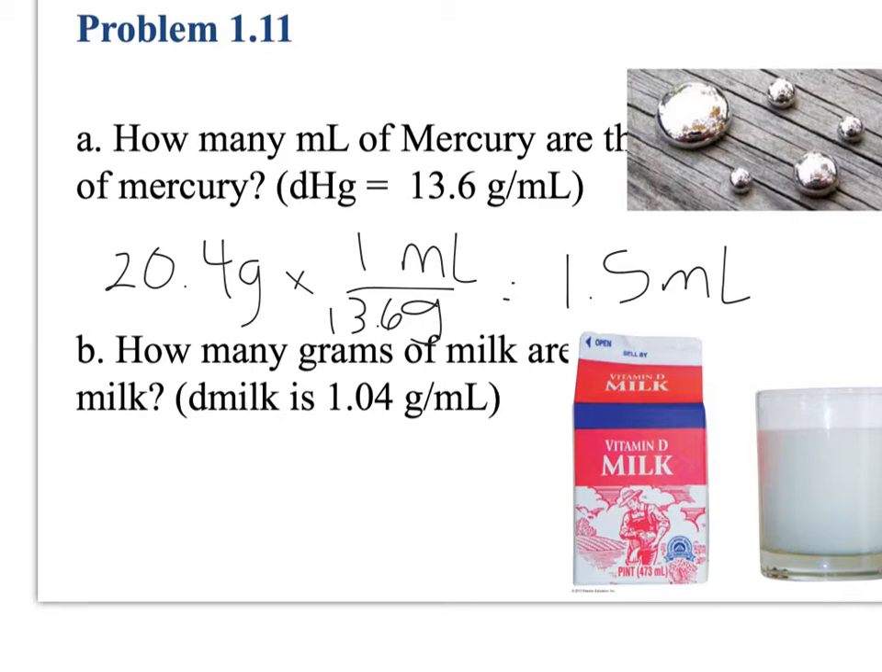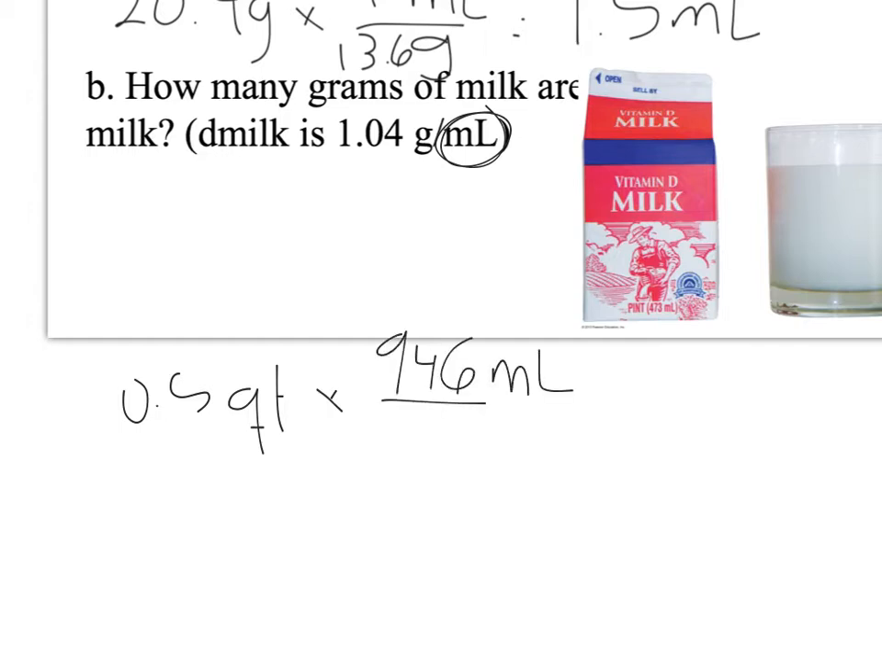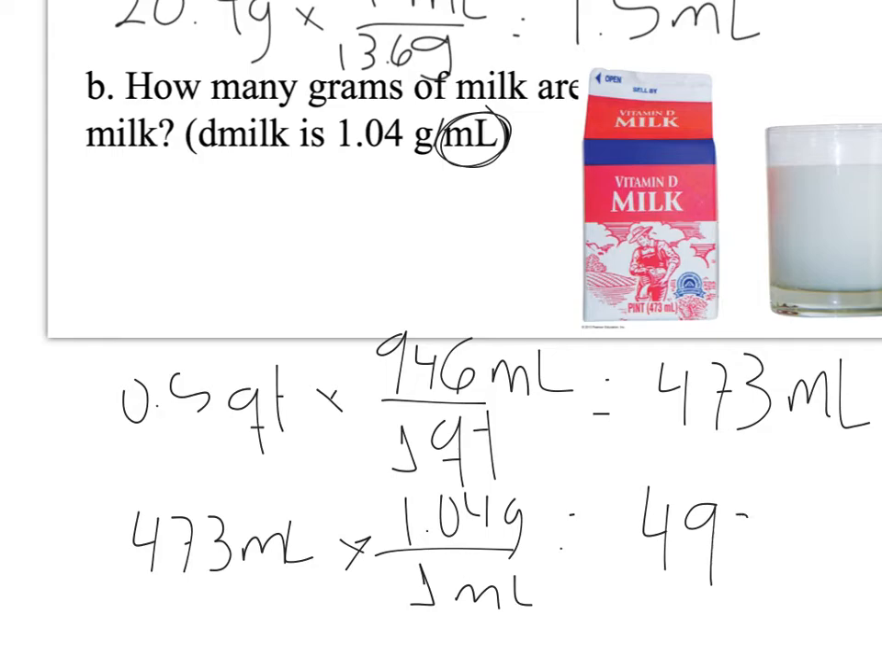Or how many grams of milk are there in 0.50 quarts? For something like this, we take 0.5 quarts and we convert that to milliliters because the density is given in milliliters. So 946 milliliters is 1 quart. So that is 473 milliliters. So we have the volume, we have the density, we need to find the mass. It will be 473 milliliters times 1.04 grams per 1 milliliter, and the answer is 492 grams.